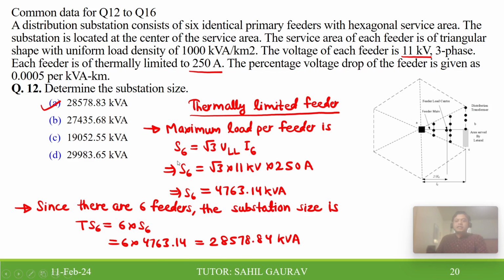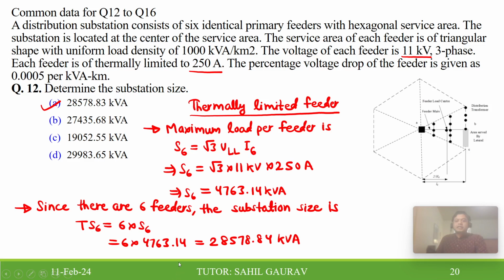So don't get confused with the notations I am using. This is the notation used by Sanjeev Ganguly sir and Turan Gonen in the book. If things are clear in your mind, you can just write S equal to root 3 V into I, and total capacity will be 6 into S. If the same problem is for a square shaped substation service area, then we represent it by S4, I4 and TS4. That's why we are using S6, I6, TS6.